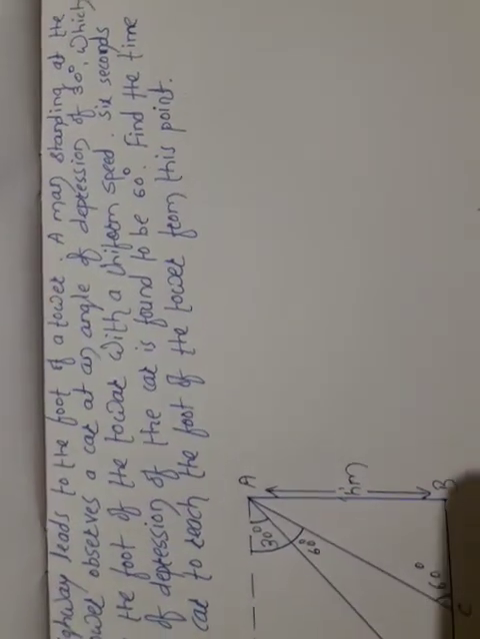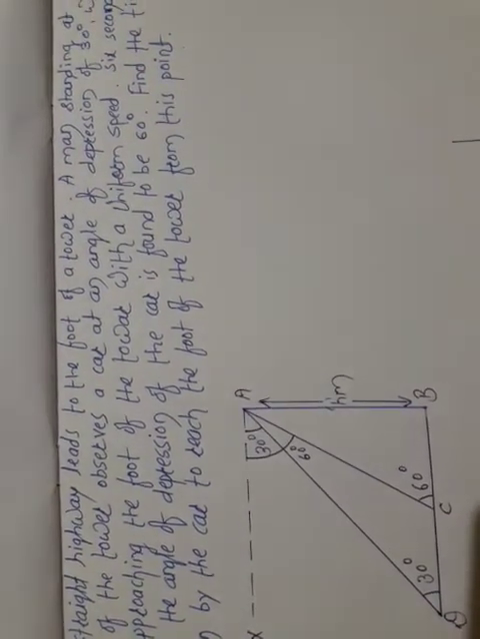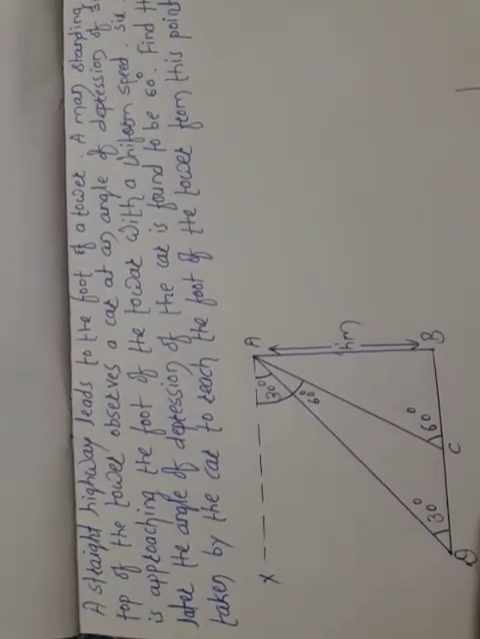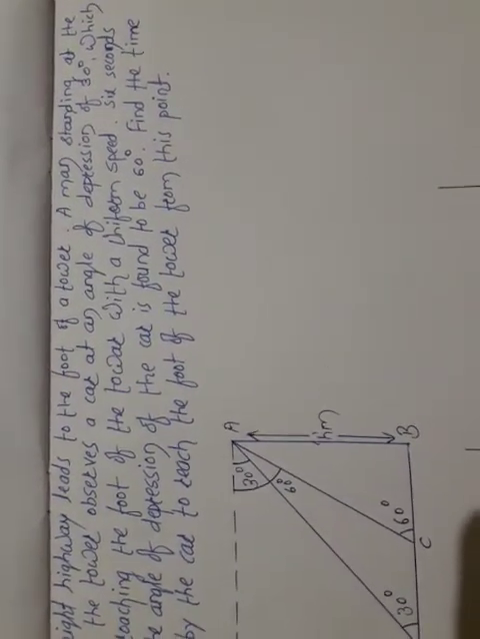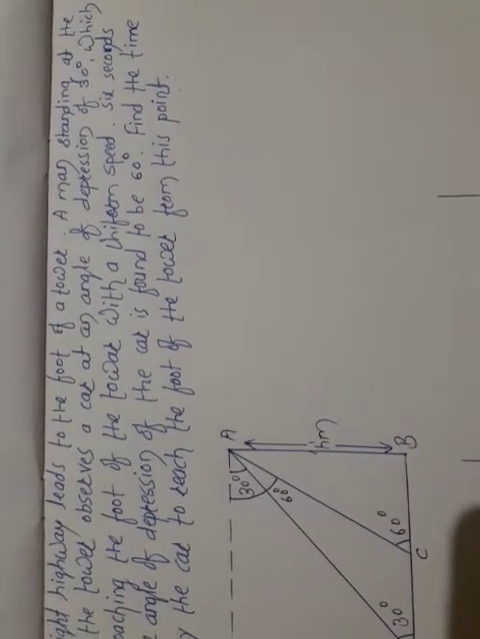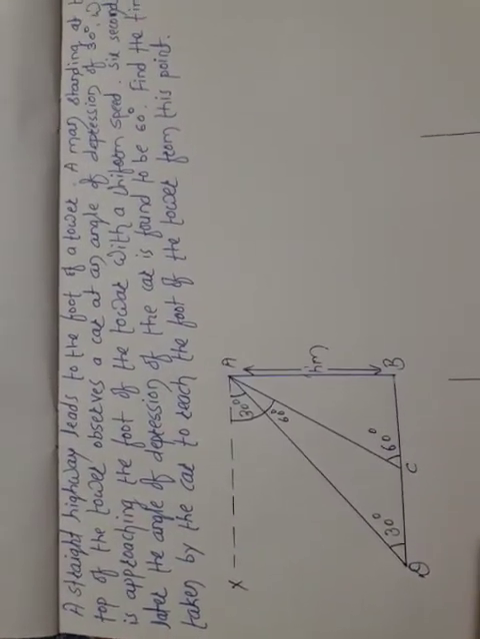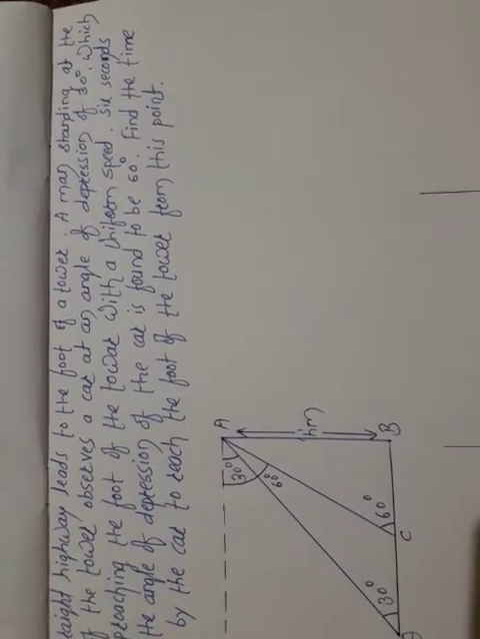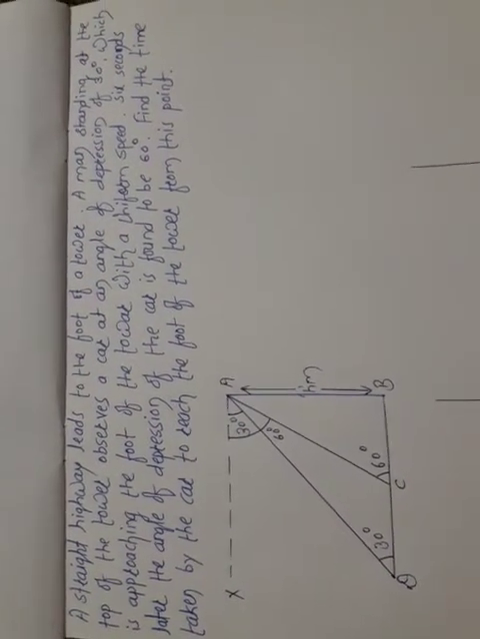Once again I read. A man standing at the top of the tower observes a car at an angle of depression of 30 degrees, which is approaching the foot of the tower with a uniform speed. 6 seconds later the angle of depression of the car is found to be 60 degrees. Find the time taken by the car to reach the foot of the tower from this point.